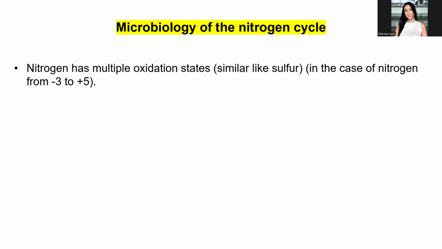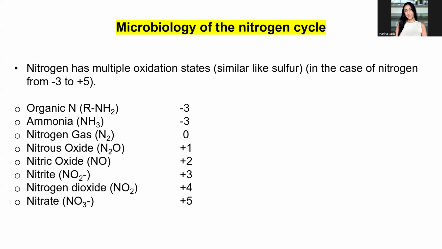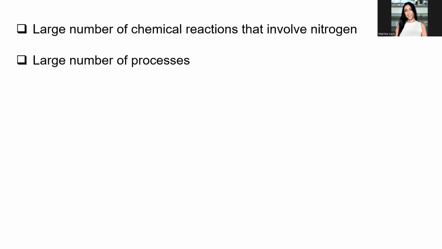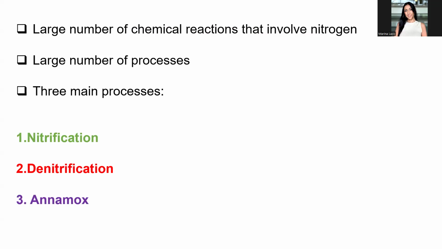And again, same as sulfur, nitrogen has various oxidation states, which obviously you don't have to know. The reason for showing you all these oxidation states is just to show you that nitrogen can participate in oxidoreduction processes and have various roles, pretty much like sulfur. There are a large number of chemical reactions and processes that include nitrogen. We will mention three main processes that include nitrogen species: nitrification, denitrification, and anammox.